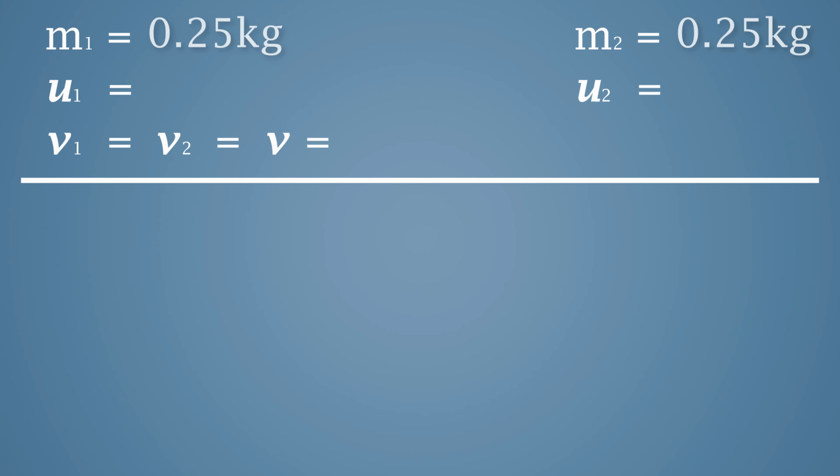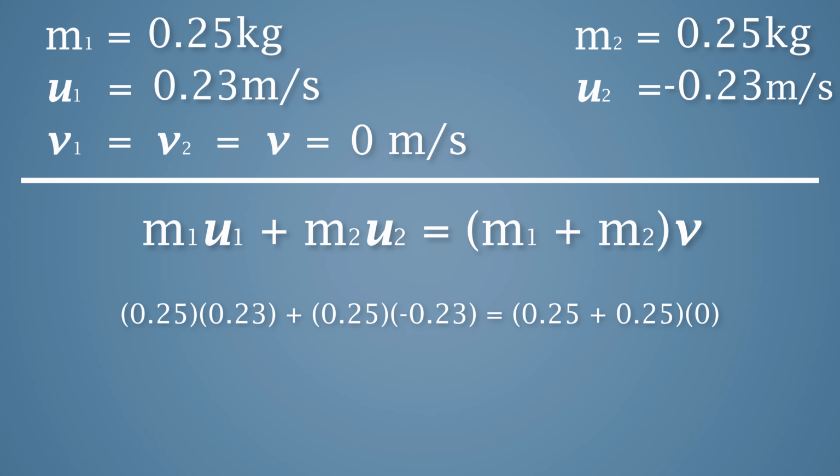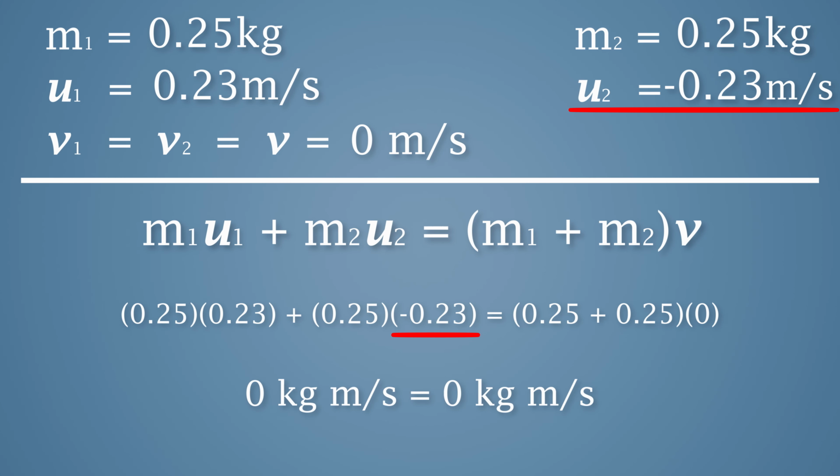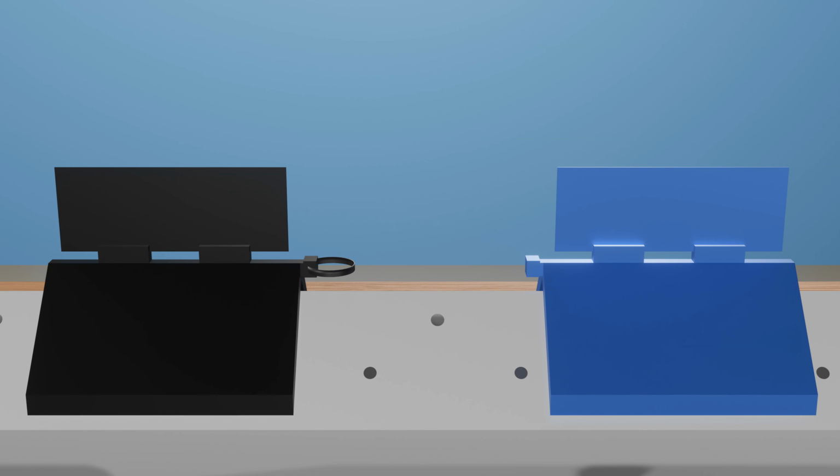Once again, recording our values and putting them into the equation, making sure to note that we have negative values this time in the equation, we can see that the conservation of momentum has still been conserved, and that is independent of direction. But now you might be thinking, what happens if they don't stick? Well, we call these elastic collisions. For our final experiment, we'll be looking at a completely elastic collision.